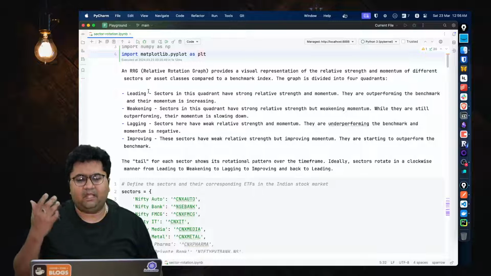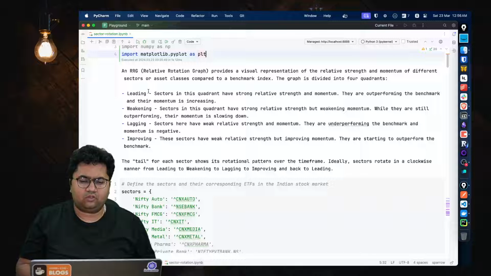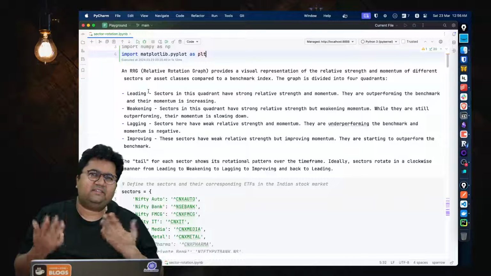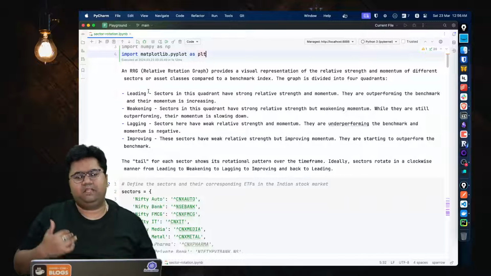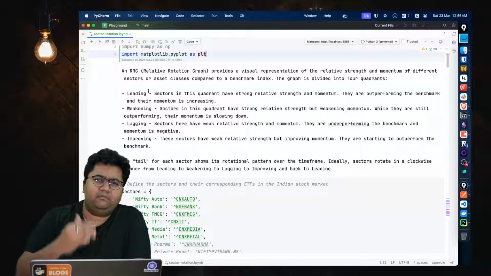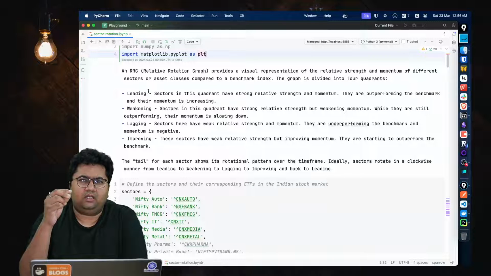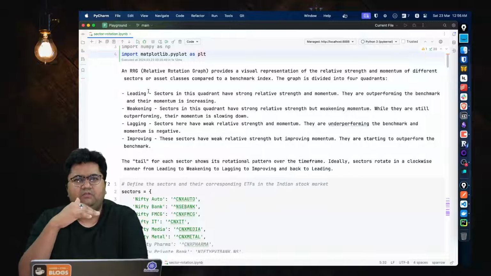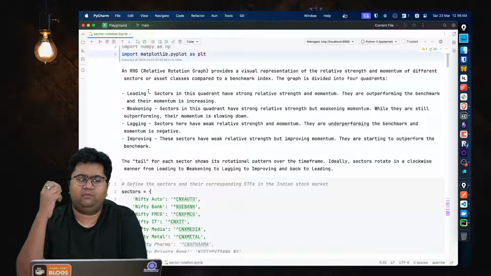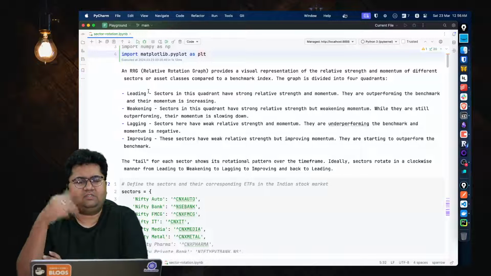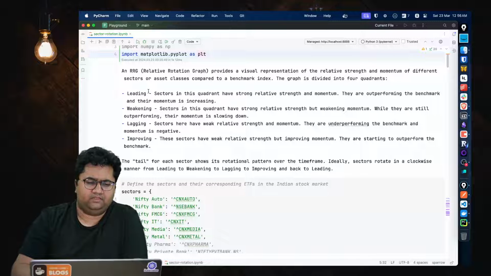Weakening essentially implies that sectors in this quadrant have strong relative strength but weakening momentum. They are still outperforming, but their momentum is slowing down, so it might not be good. Depending on the time period you are looking at, you need to judge this. Sometimes you could be looking at a 3-month momentum or a 21-day relative strength, so all of that combination has to be factored in.